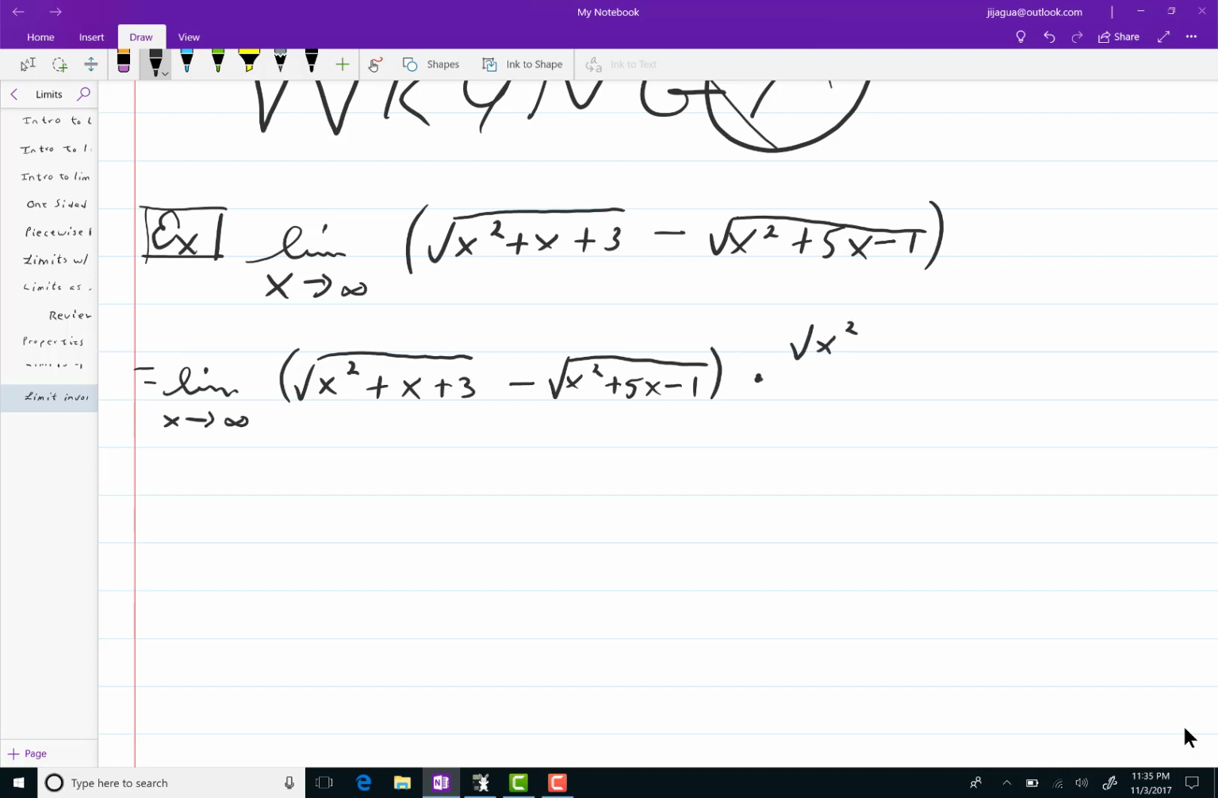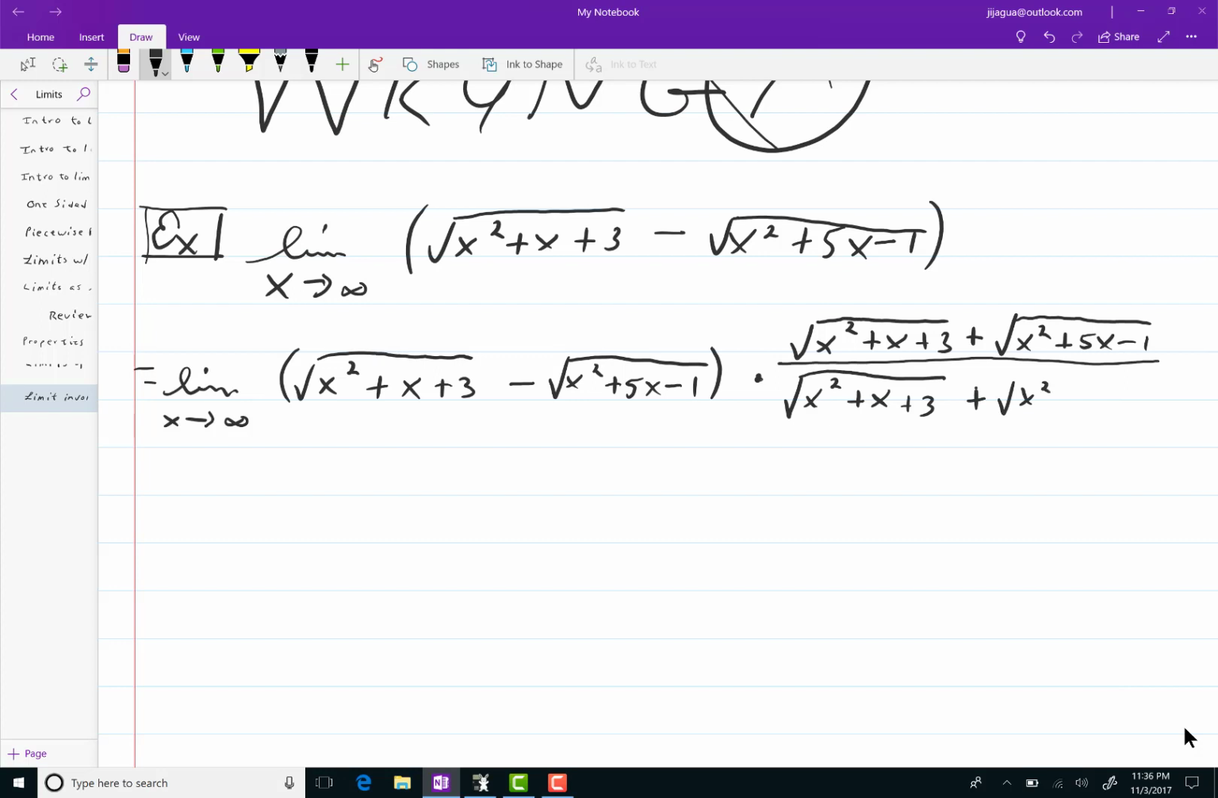Numerator: the square root of x squared plus x plus 3 plus the square root of x squared plus 5x minus 1. All of that is divided by itself. So technically I'm multiplying the whole expression just by 1. However, the numerator is a difference of squares. I have an a minus b times an a plus b. The denominator is just going to be 1 times the sum of the square roots.